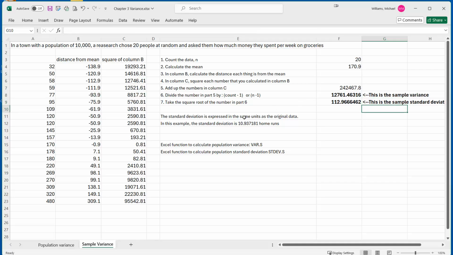The standard deviation is expressed in the same units as the original data. That's true. This number, these units are dollars, right? So in this example, the standard deviation is $112.9666 dollars, because this is spending per week on groceries.